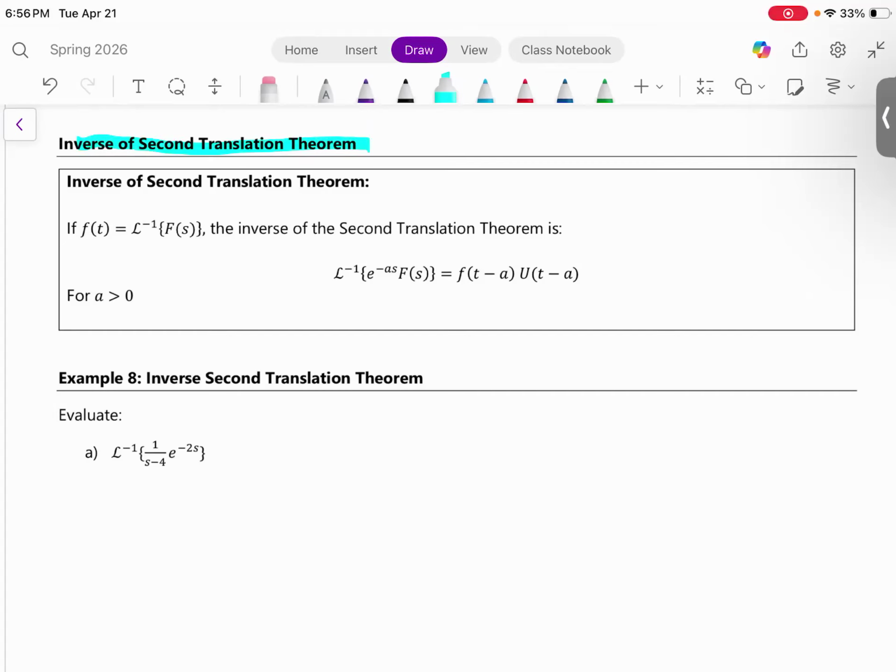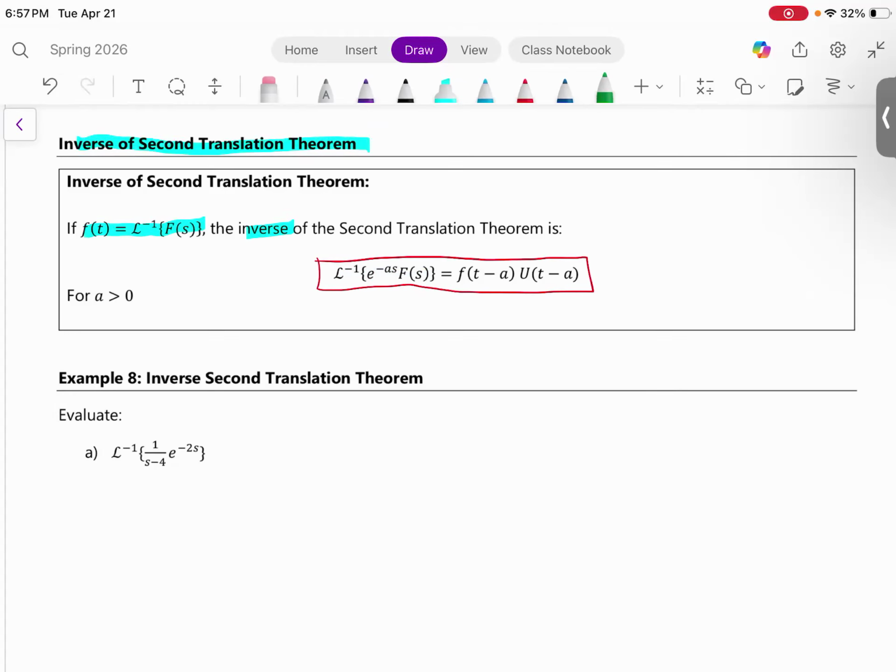If f of t equals the inverse Laplace of F of s, then the inverse of the second translation theorem is this: the inverse Laplace of e to the negative as times F of s equals f of t minus a times u of t minus a. So that's shifting a units along the t-axis. The notation's a bit weird.